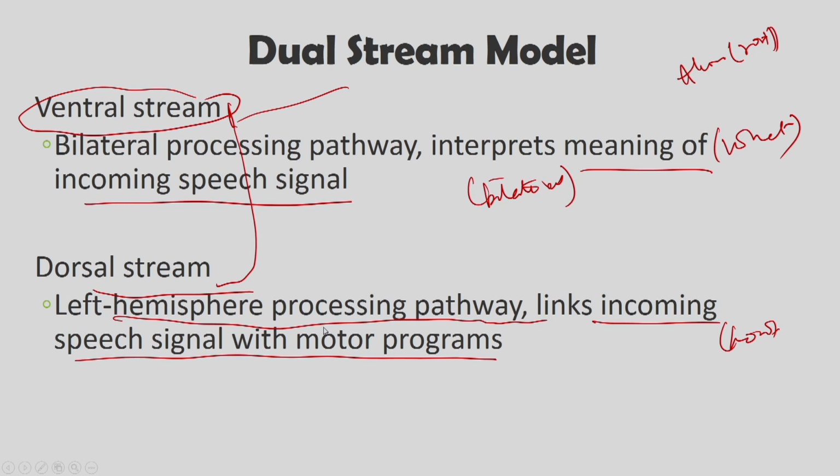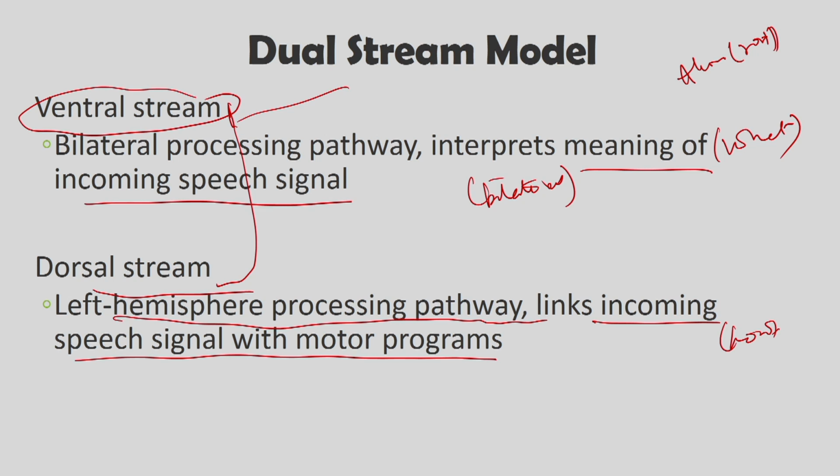That is what the dorsal system does, it sends a motor signal. The ventral stream is basically what does it mean, and the dorsal stream is basically how do you say that. So, it is a left hemisphere processing pathway, it links incoming speech signals with a motor signal. Now, the traditional view is that language is lateralized to the left side of the brain.